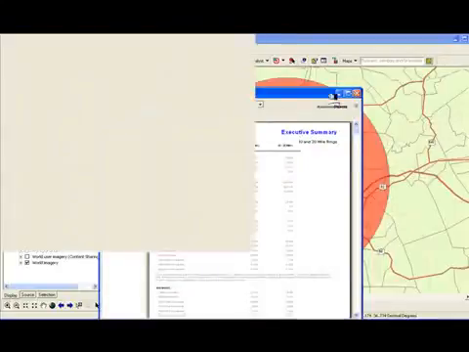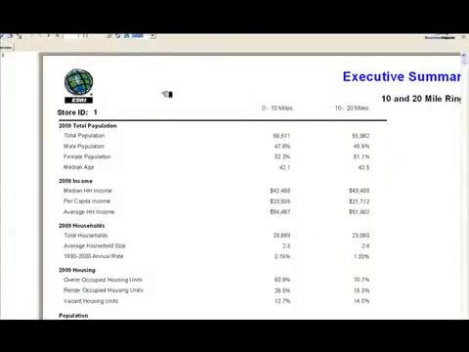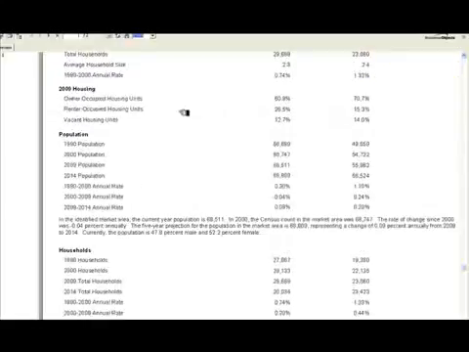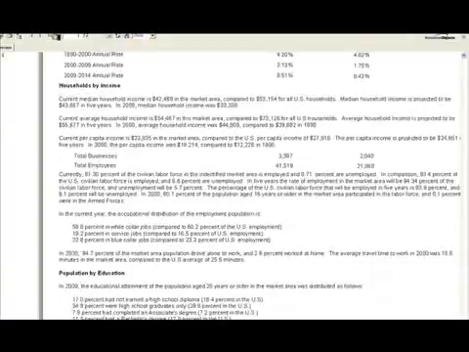This was the executive summary. Let me zoom in on that one just a little bit. And so you can see that this first column is the population within the 0 to 10 mile range. The second one is the population within the 10 to 20 mile range of that particular location. So we can see how they compare. We have information on income, housing, number of households, information on current income, households by income level. We also have some data on the population by levels of education in that market area.